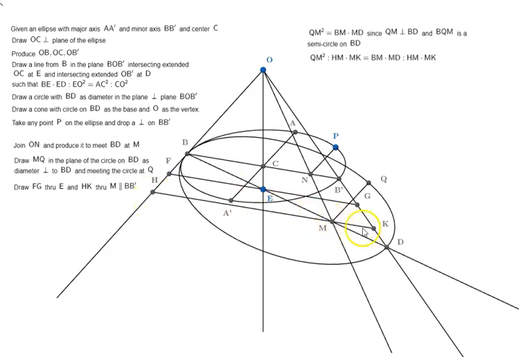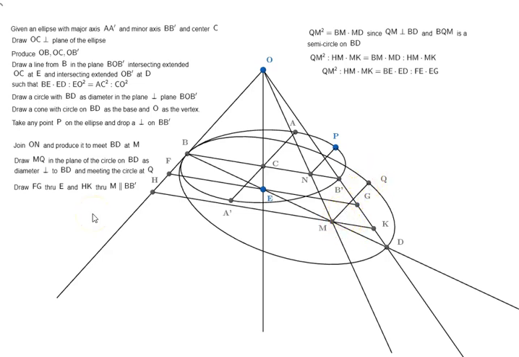HM times MK. Now, QM square is to HM times MK is equal to BD times ED is to BFE times EG. Now, how did we get this? Because remember, BM times MD is equal to QM square.